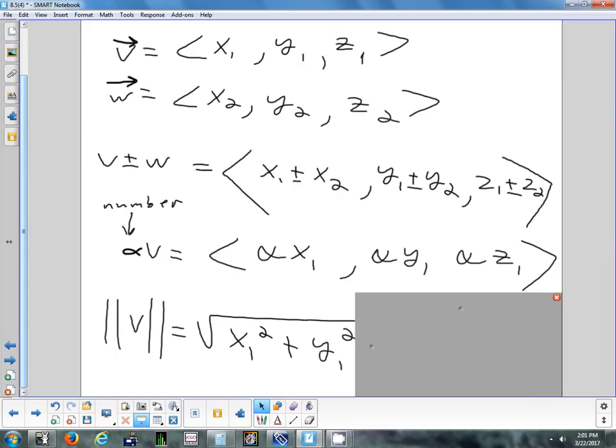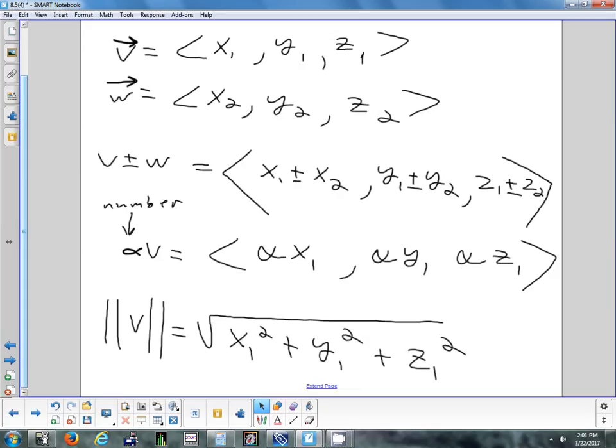What am I going to add on to that to make it 3D? Plus Z, not Z squared, z1 squared. Same thing. Correct? So you square the x component, square the y component, square the z component, all separate, and then add them together and take the square root.